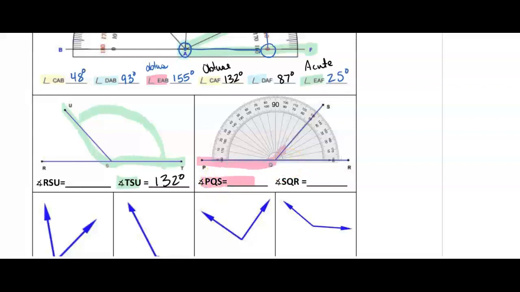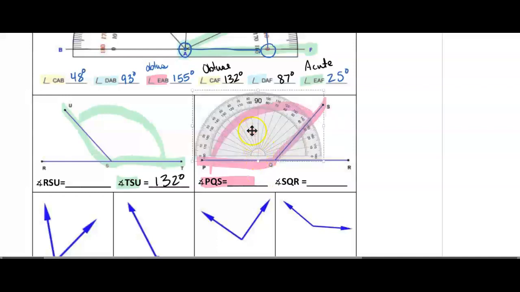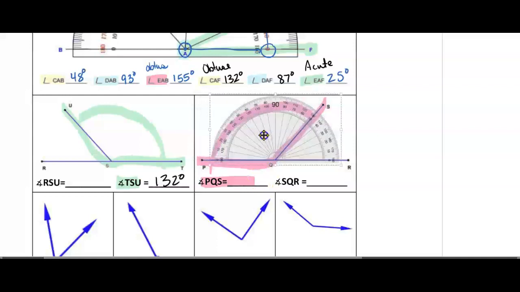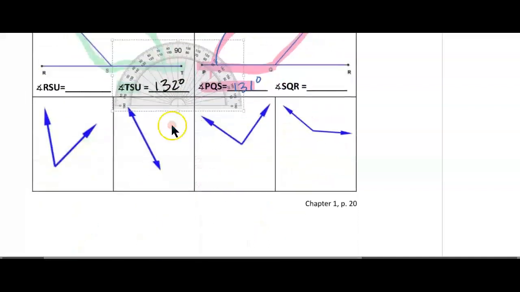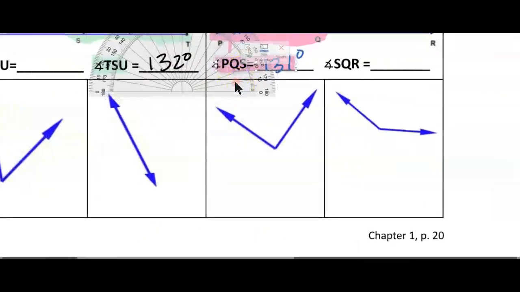PQS, so PQS is this angle. I need to make sure that the center of my protractor right here is lined up with the vertex. Okay, go ahead and take a moment to read that measure. Notice my ray at the bottom here is lined up with 0 on the outer scale. So I'm going to read up through my outer scale. Here I get that it looks like it's just past 130, or maybe 131 degrees.